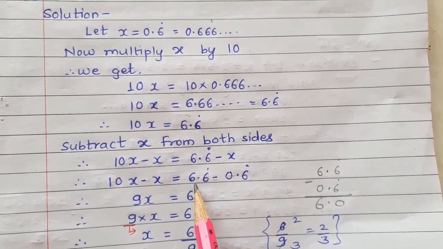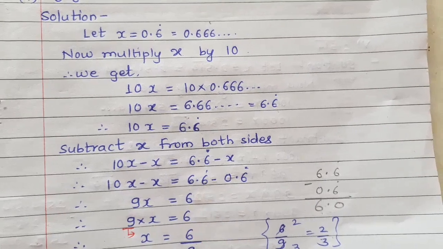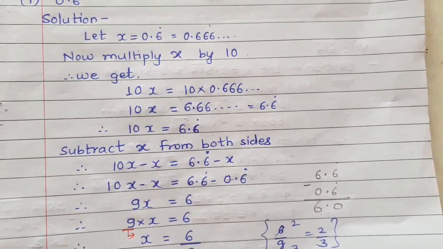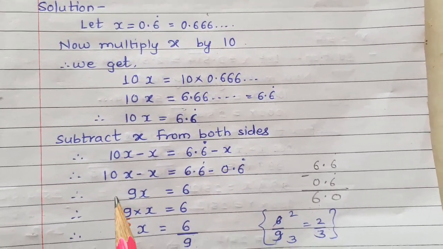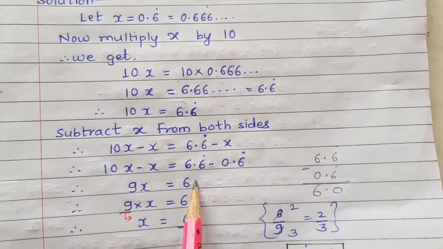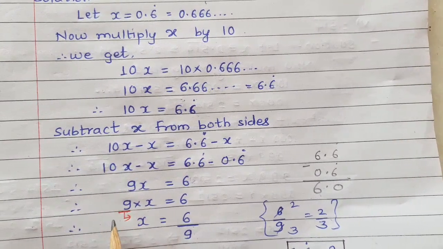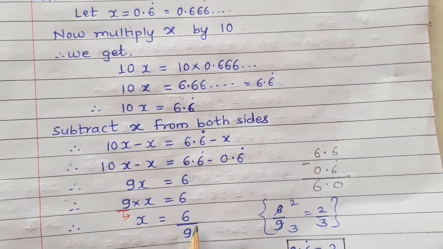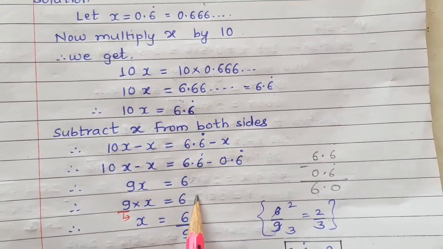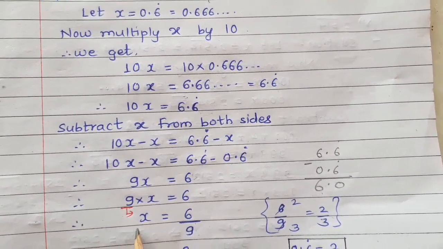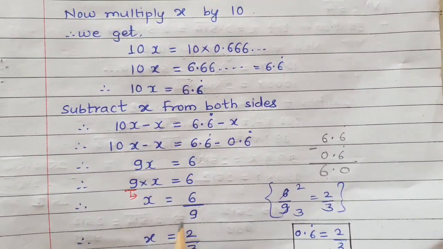When we subtract 6.6 and 0.6 dot over 6, we have 6 only. Therefore we have 9x is equal to 6. 9 is multiplying x on the left hand side, so it goes to the denominator when it goes to the right hand side. Therefore x is equal to 6 upon 9.